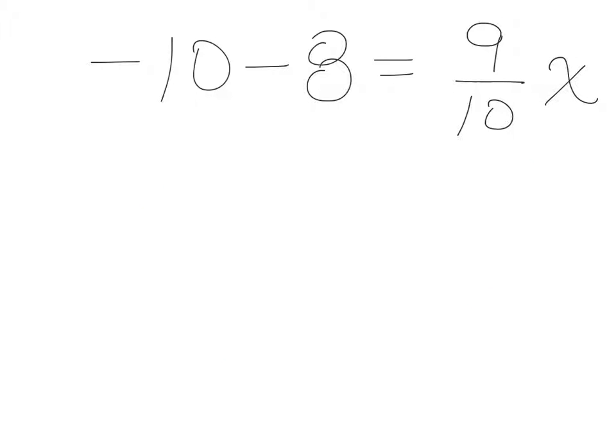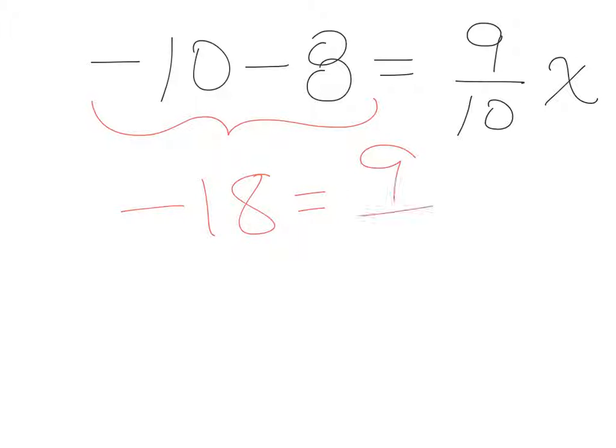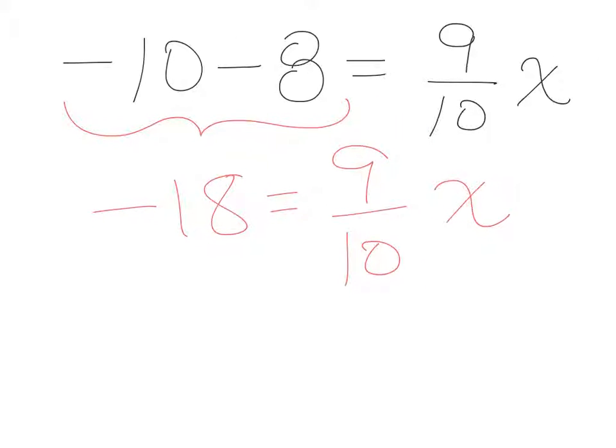So with this next one, you do have to simplify. You have some like terms here. So right here, -10 minus 8, well that's -18, equals 9/10 x. And so now here, we're trying to get rid of the 9/10 over here. Sorry about that. So this x right here, we're trying to get that alone. So I'm going to multiply by the reciprocal of 9/10, because instead of dividing by 9/10, remember when you divide, that's the same as multiplying by the reciprocal. So I'm going to multiply both sides of the equation by 10 over 9.